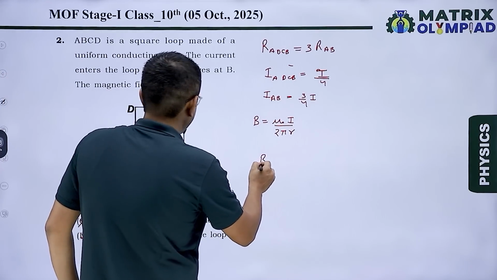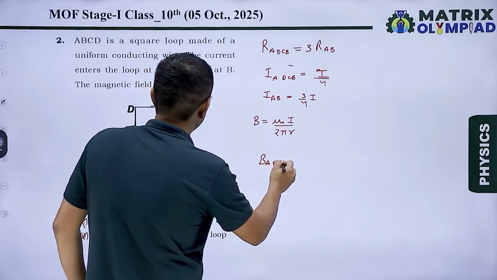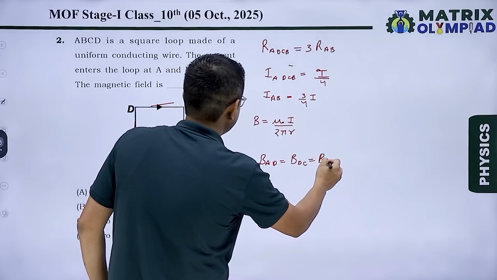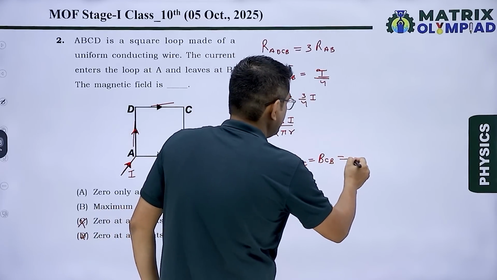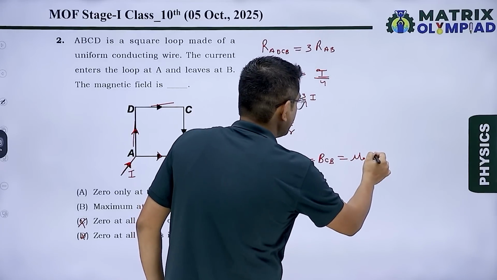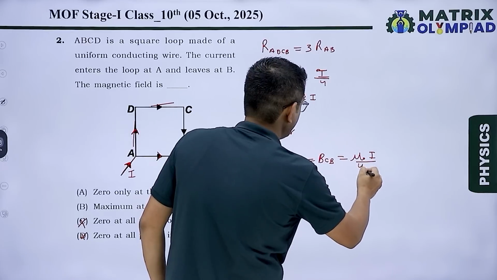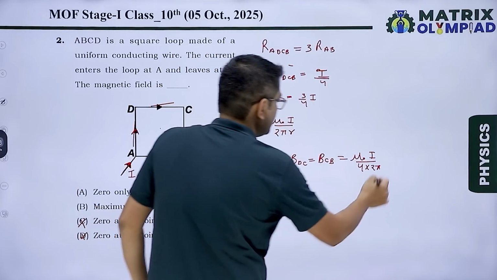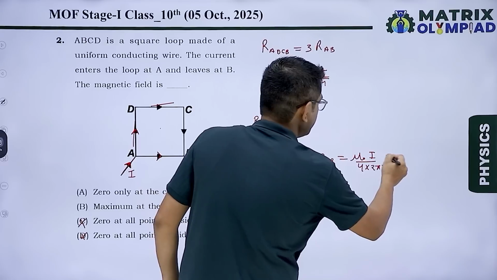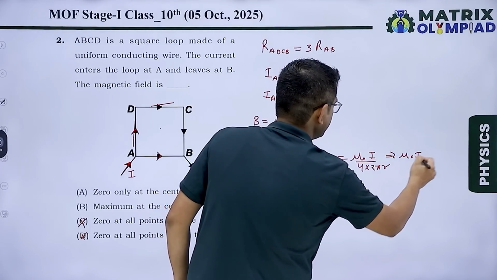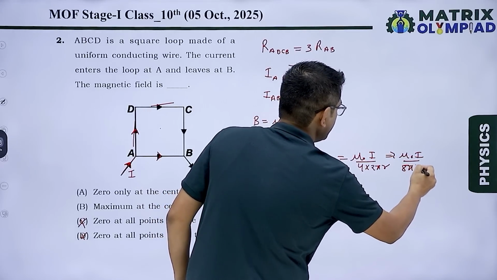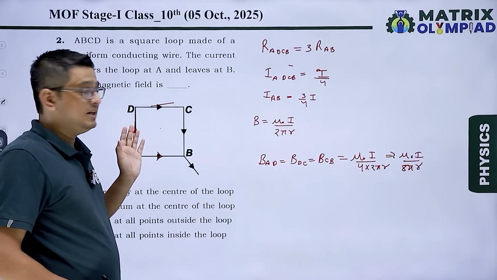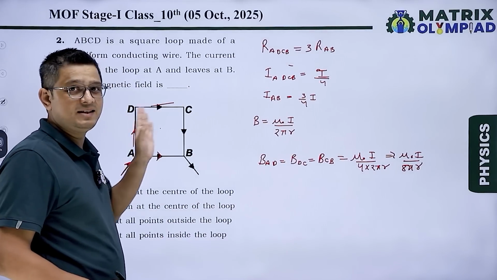So we can say that the magnetic field due to AD section is equal to the magnetic field due to DC, which is equal to the magnetic field due to CB section, and which is given by mu naught, current is I by 4, multiplied by 2 pi, let's say the distance from wire to center is R. So this becomes mu naught I divided by 8 pi R. Now let us check the direction of the magnetic field due to these three sections, these three straight wires.